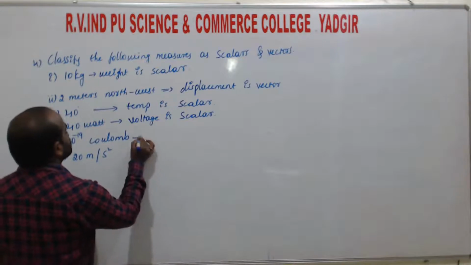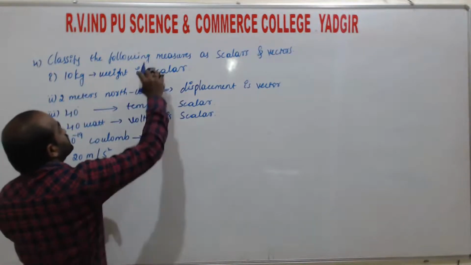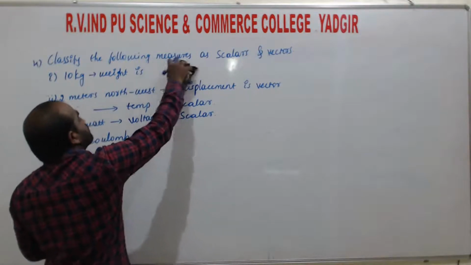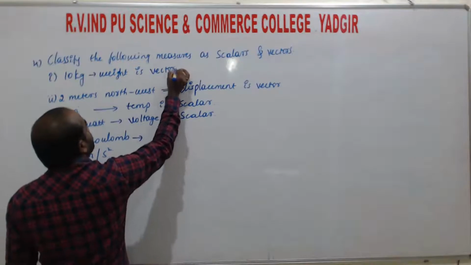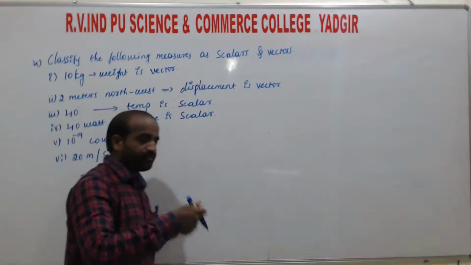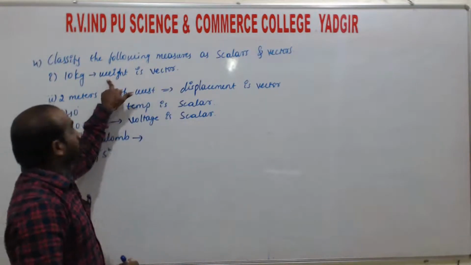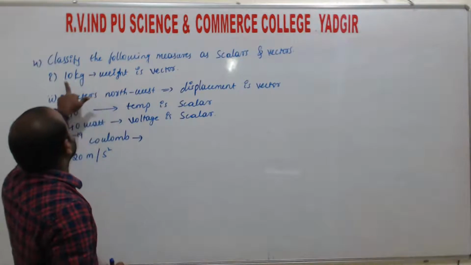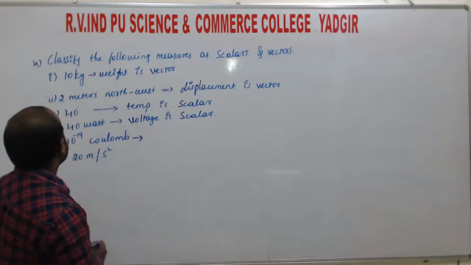Next is, no. First one, 10 kg. Weight. No, weight is vector. It involves both magnitude and direction. Okay, weight, magnitude and direction. 10 kg, weight is vector.